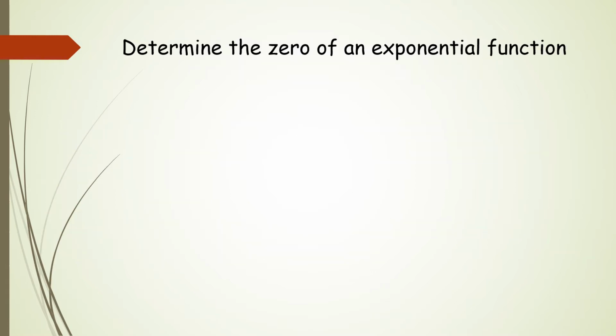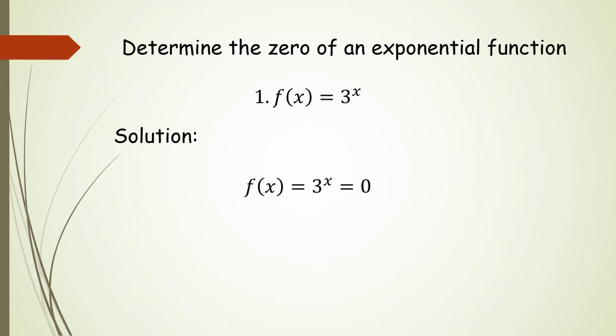Determine the zero of an exponential function. Number 1, f of x is equal to 3 raised to x. So for our solution, equate lang natin ang ating function into 0 or palitan lang yung f of x or yung y ng 0. So we have 3 raised to x is equal to 0. Since walang real value of x na kapag na-substitute natin, magiging true statement ang 3 raised to x is equal to 0. Therefore, f of x has no 0.